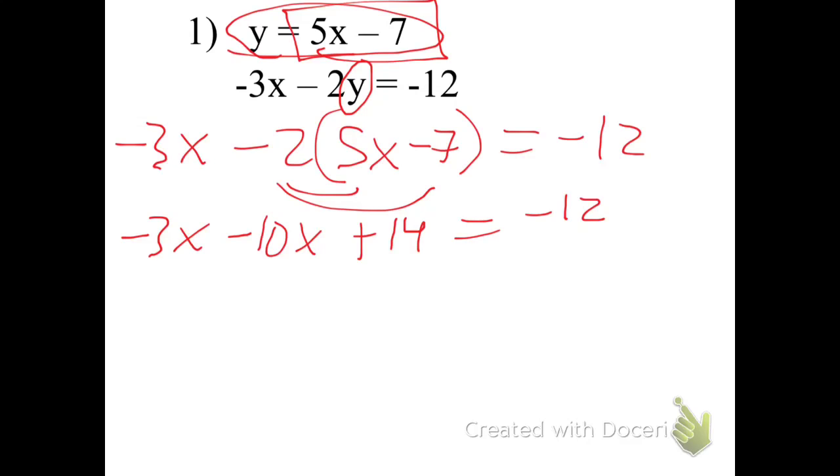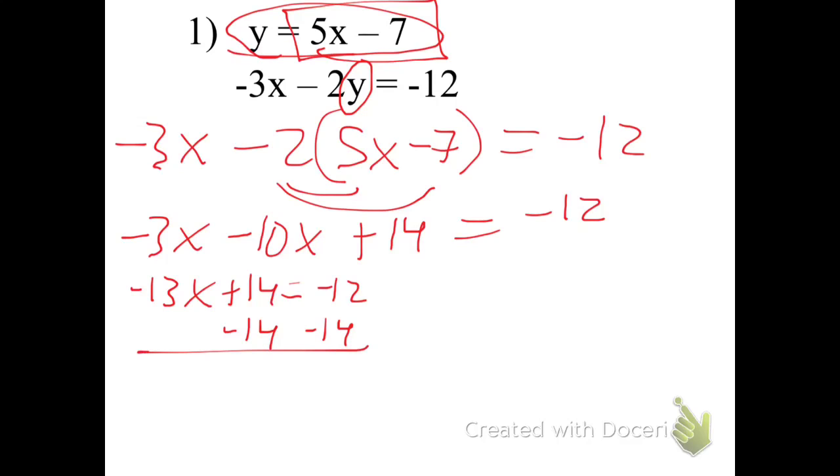Now I need to combine like terms. This negative 3x and the negative 10x give me negative 13x. And then I want to get rid of this 14. I need to subtract 14 to get rid of it. I'm trying to get x by itself. So remember, you got to take away the pieces, but combine all the x's together too. So now you're at negative 13x equals, well, negative 12 minus 14 is negative 26.